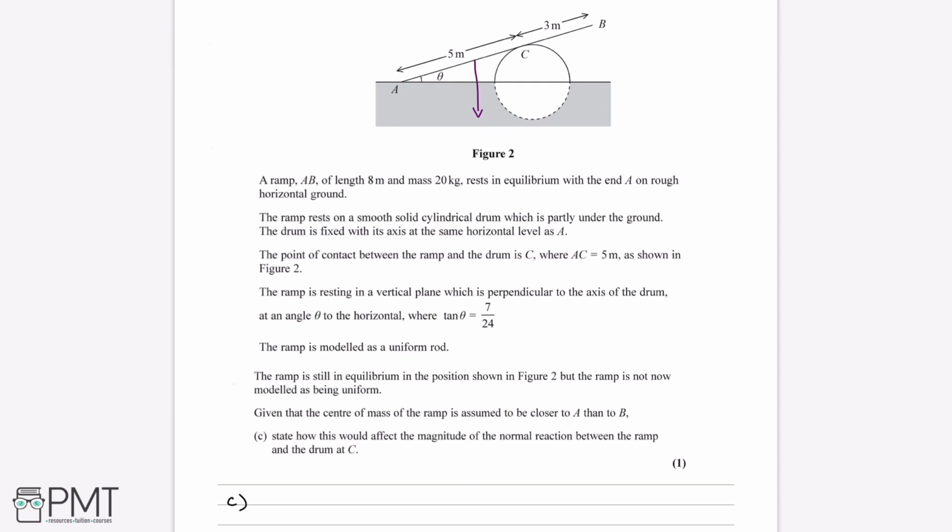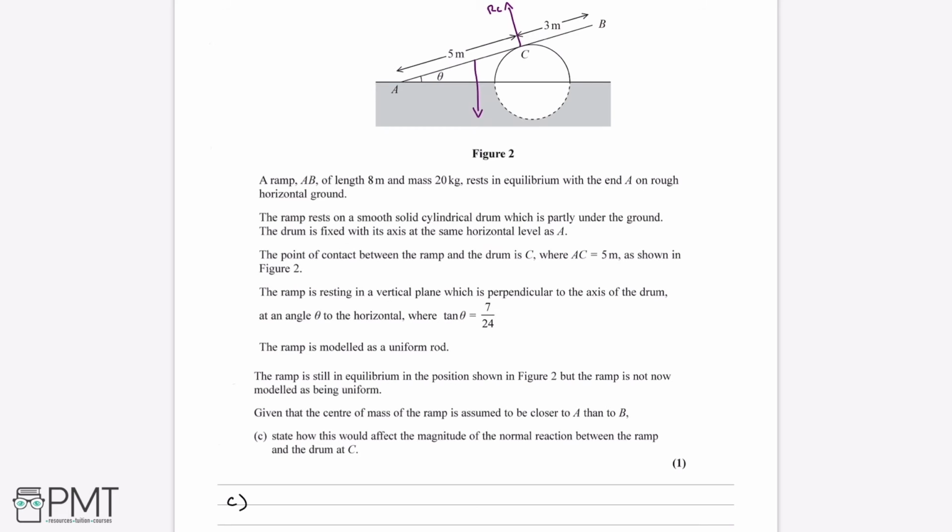And if we were to now take moments about A, like we did in part B, so our first step in part B was to take moments about A, with our moved centre of mass of the ramp, we would notice that the clockwise moment about A would decrease, because the only thing that had a clockwise moment was this centre of mass force, and the only thing that had an anti-clockwise moment was this reaction force at C, if we just label that on the diagram here.